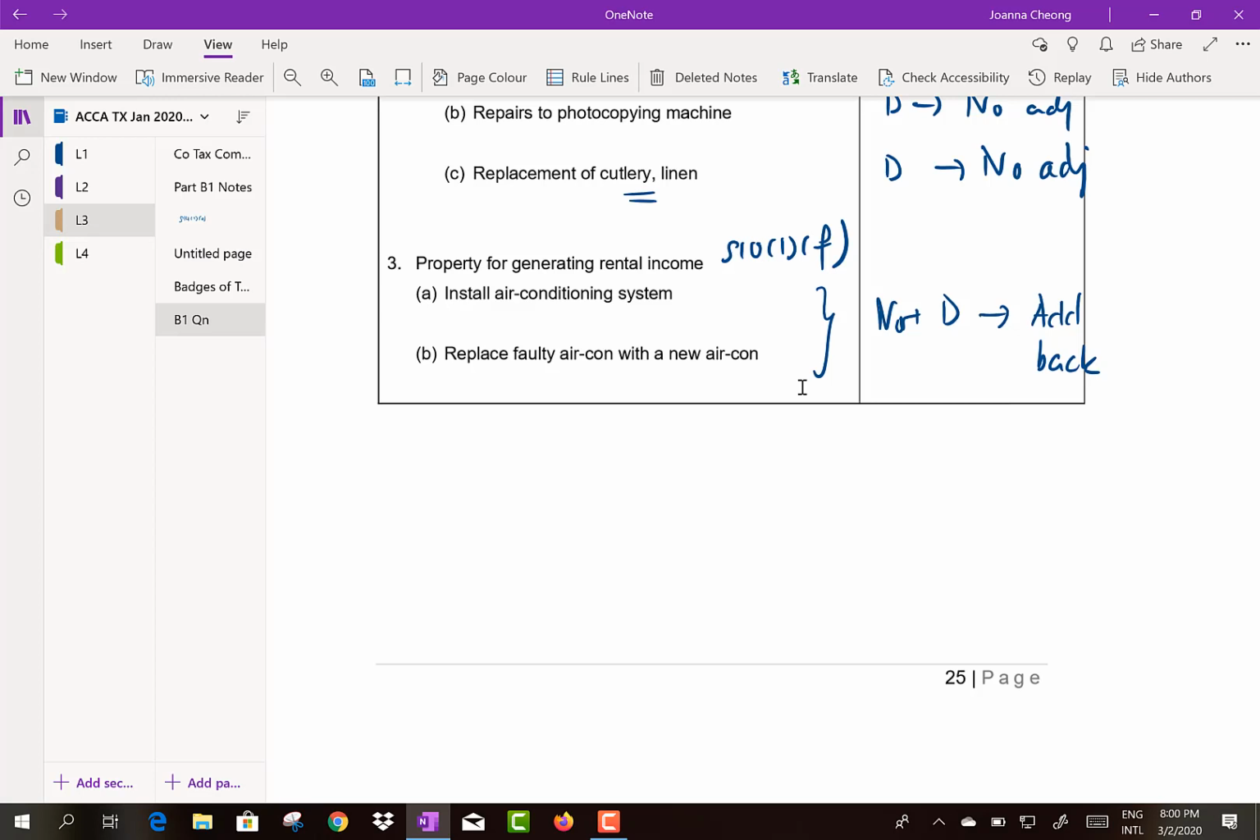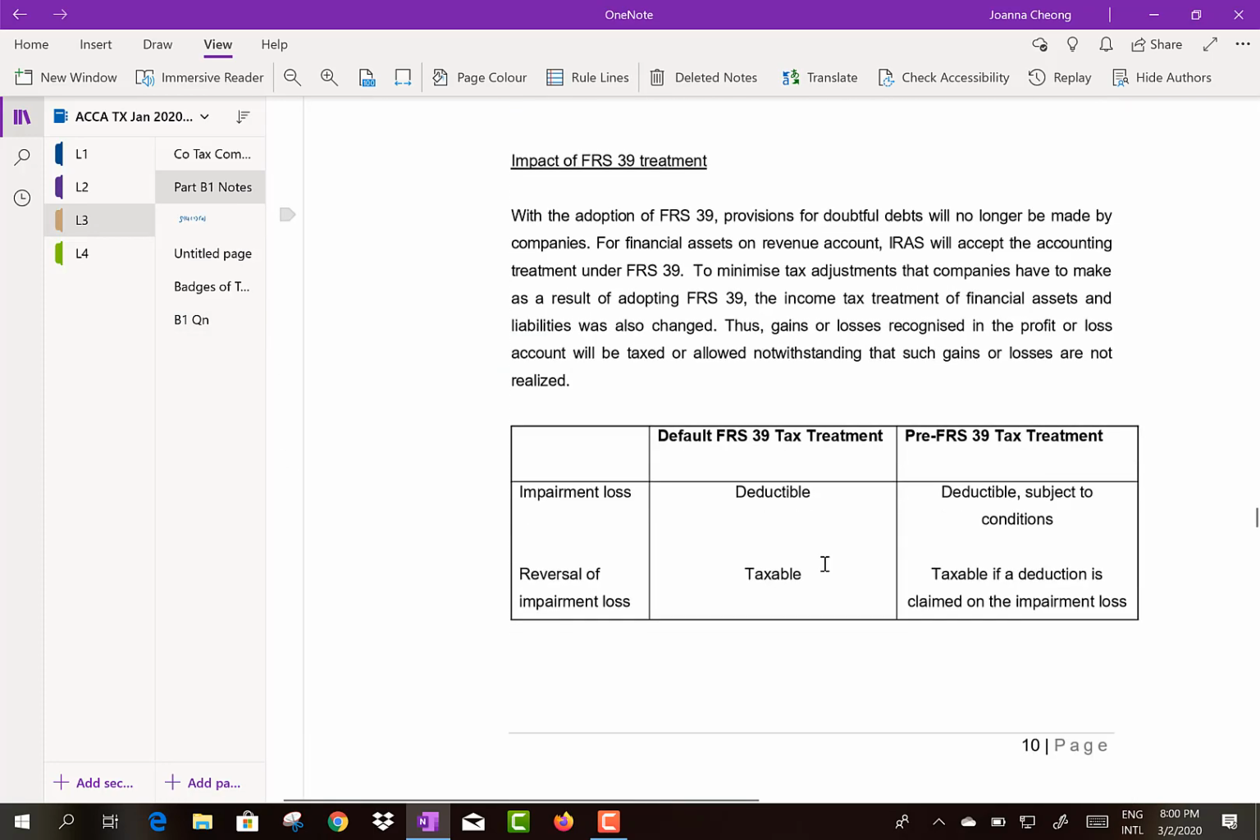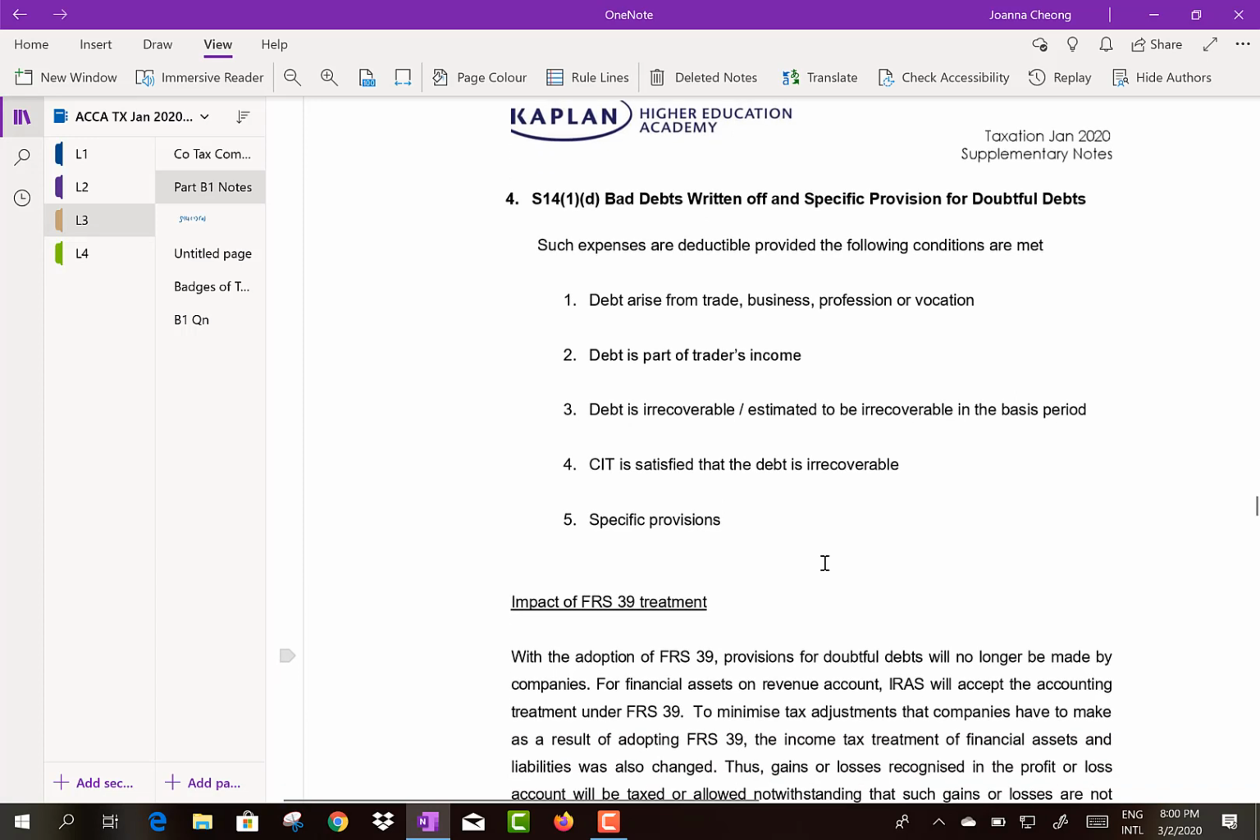Okay, let's go back to your notes. Shall we look at the next part, which is on page 10. Page 10. Okay, bad debts written off and specific provision for doubtful debt. Okay, it's not going to be difficult, alright, because there are some changes in the rule and they made it easier for us in the recent exam sitting.